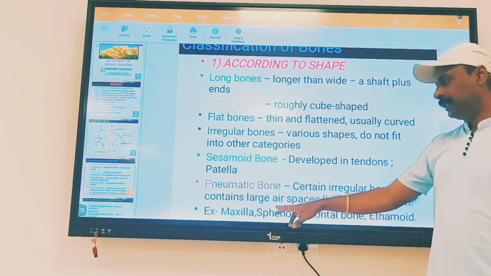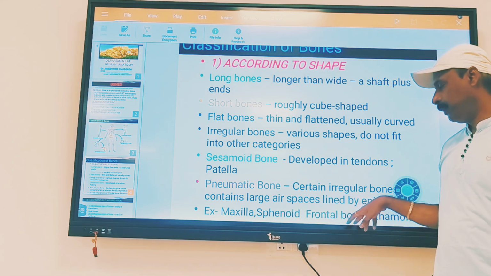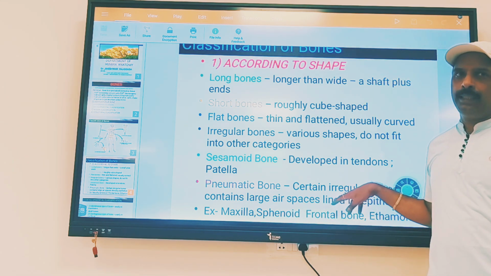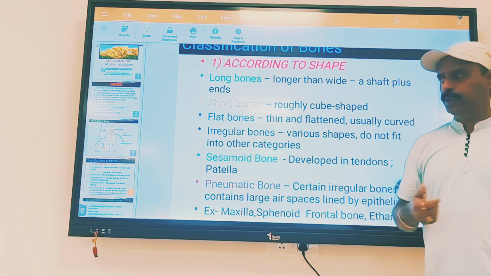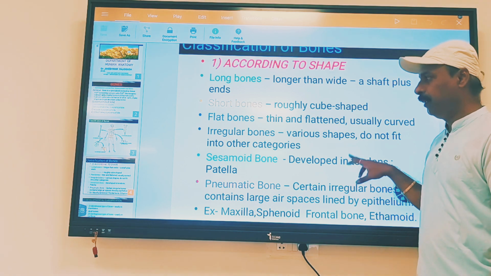In this we have maxilla, sphenoid bone, frontal bone, and ethmoid. Very important. These examples are present near and around the nose.